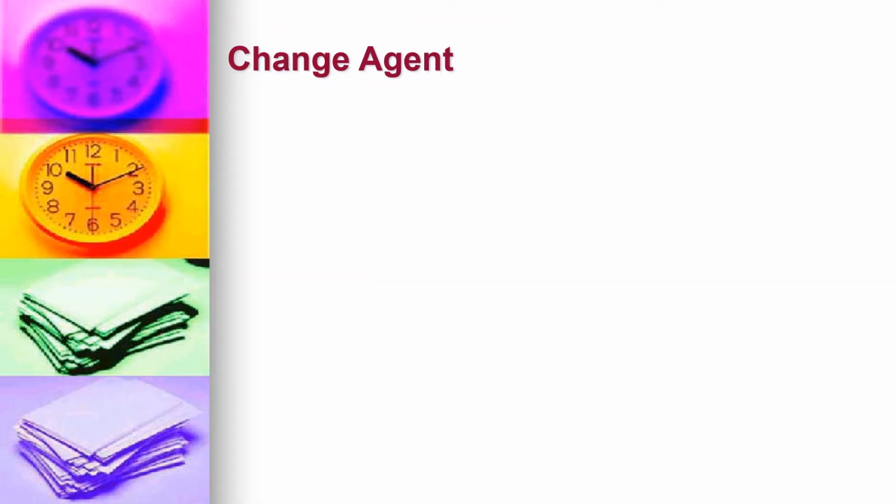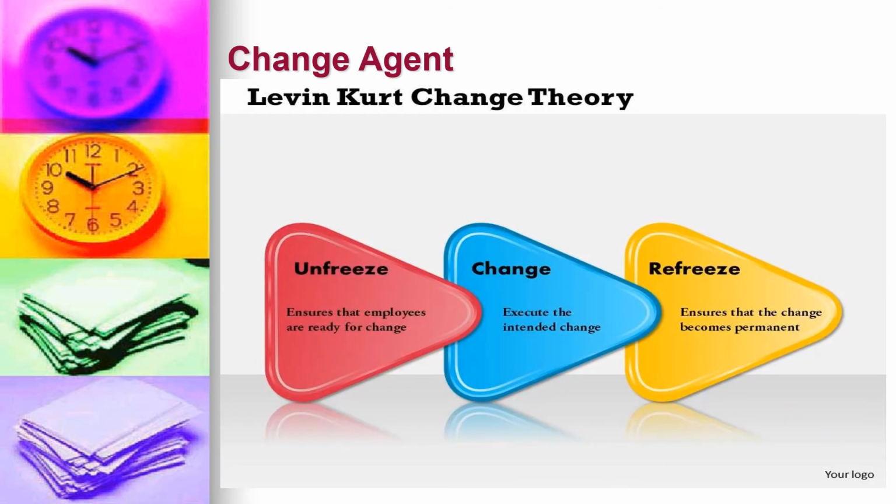As a change agent, how can she implement it? In this image you can see Lewin has given three stages of implementing a change. These are unfreezing, the first stage, change, the second stage, and the third stage is refreeze. Unfreeze, change, and refreeze. So a nurse manager can utilize these three stages given by Kurt Lewin for implementing a change in her unit.